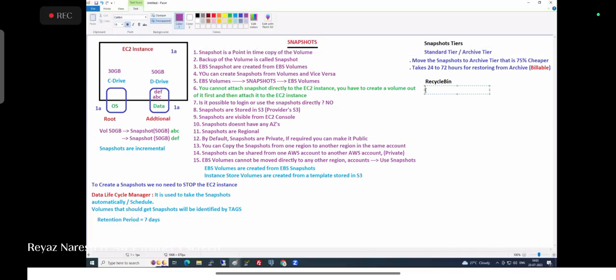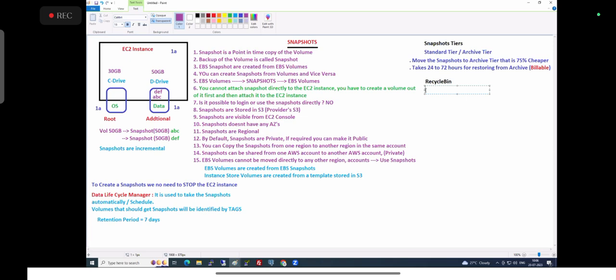Is standard and archive two parameters? No, wrong, Sheshadri, not like that. It is just a mode. Our snapshots can be in standard mode or archive mode. If you go and click on move to archive, it will be moved to archive. It's not like permissions. It is just configuration.